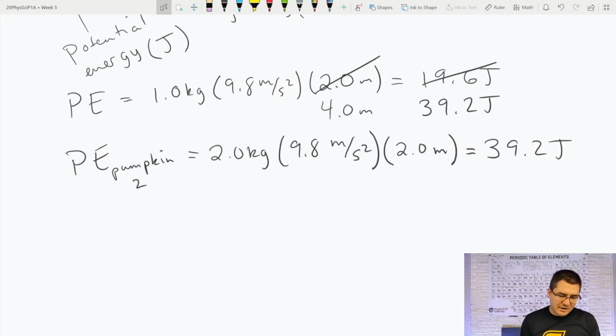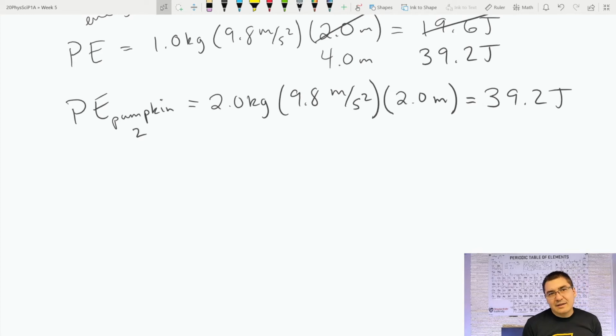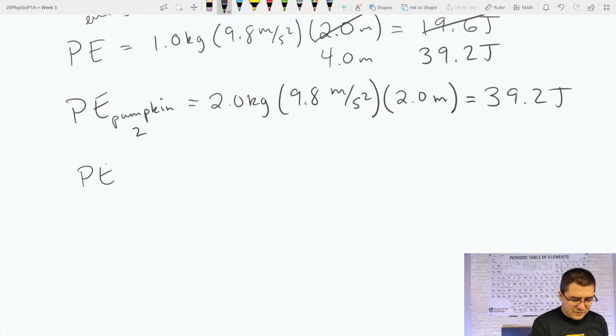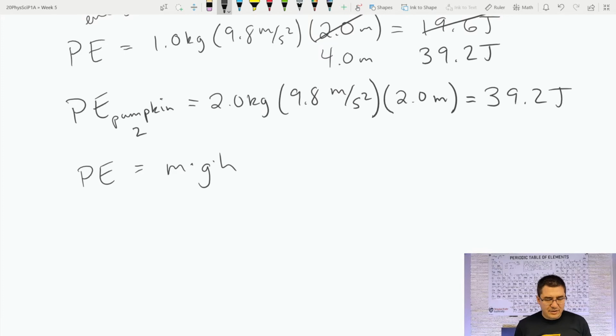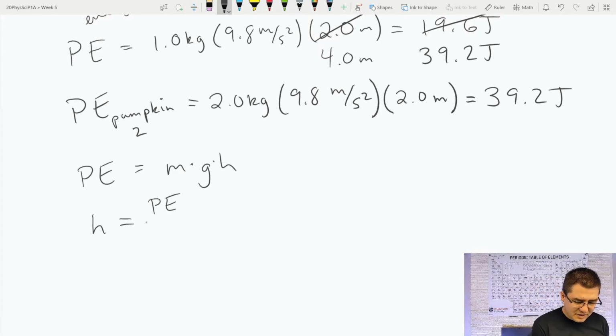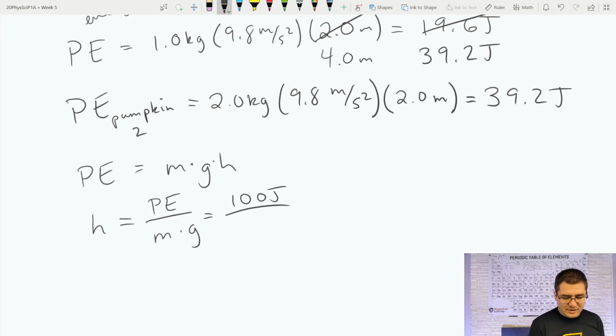And so what I'd be asking is, what does the height have to be to give a potential energy of 100 joules? So here's the formula. These are all multiplied. Okay, with a little algebra and some rearrangement, I can say that the height is equal to the potential energy that I want divided by mg. And so I could put in 100 joules. Say I wanted to get a lot of potential. Then this would be 2 kilograms times 9.8 meters per second squared.